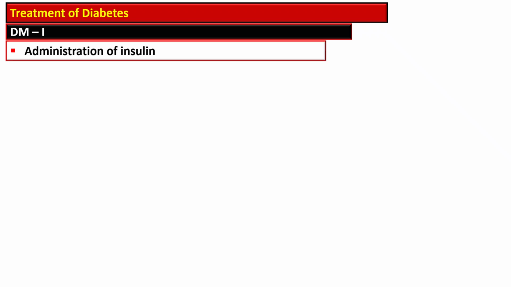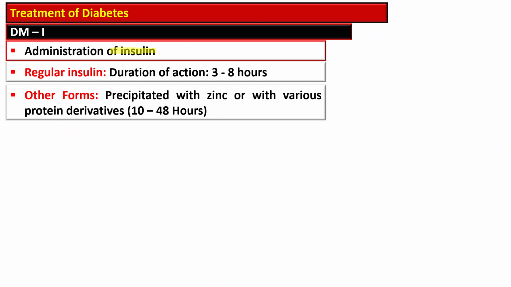The goal in type 1 diabetes mellitus is to provide insulin, and this insulin is given to restore the normal carbohydrate, fat, and protein metabolism as closely as possible. There is regular insulin. The duration of action is 3 to 8 hours, and it is given usually in the daytime, particularly at mealtime, to manage the postprandial blood glucose spikes.